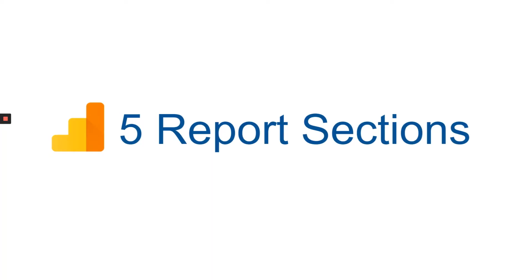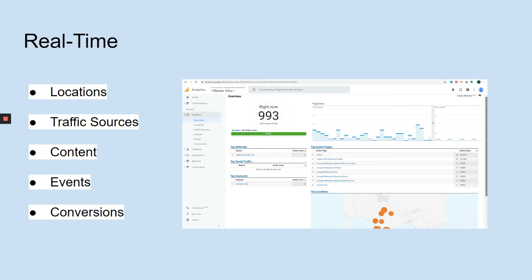So there are 5 report sections in Google Analytics. And so I'll go through them briefly and touch on the, I guess, more relevant ones to us, maybe. The first one is real-time reports. This report offers real-time data about who is on your site and what they are doing.